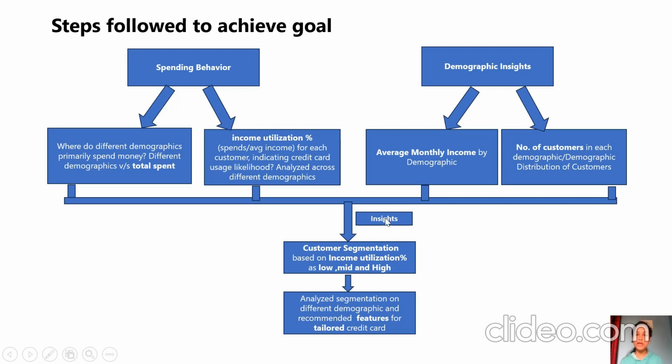I considered those insights and took the income utilization percentage, and I made three different groups of customers, that is called customer segmentation. I have segmented the customers into three levels: high, mid, low, or top, mid, low. This segmentation depends totally on the income utilization percentage and the insights from the demographic insight and spending behavior. Finally, I have suggested some credit card features that might help the strategy team of Mitron bank.